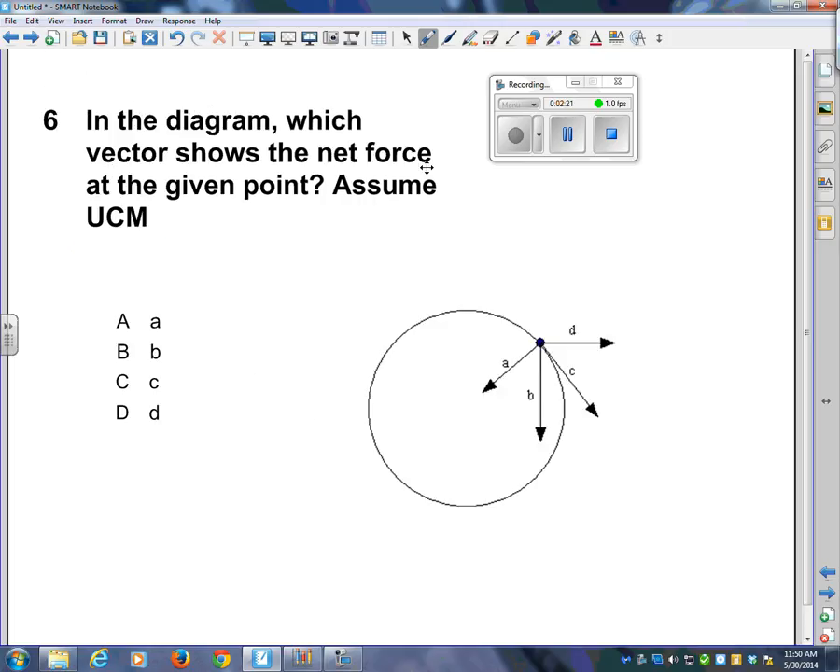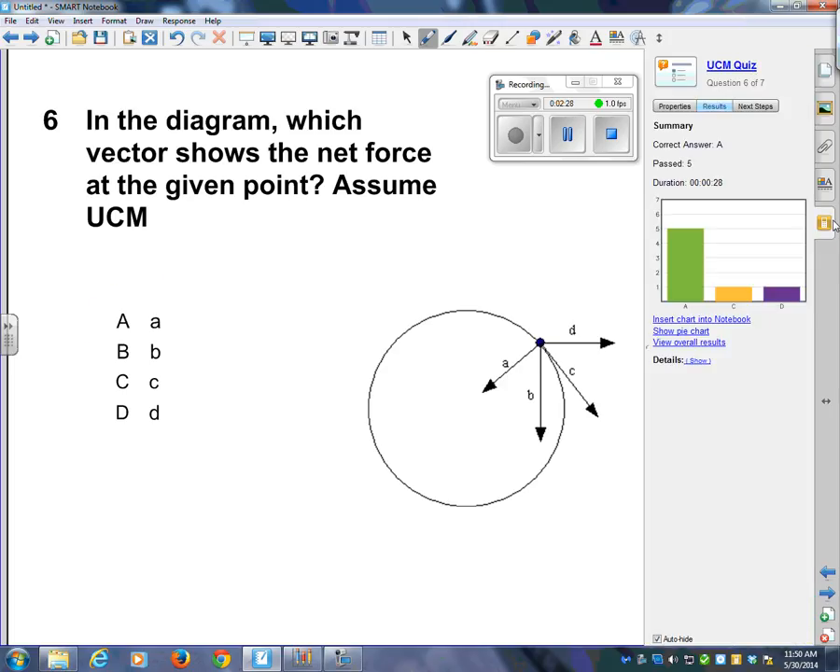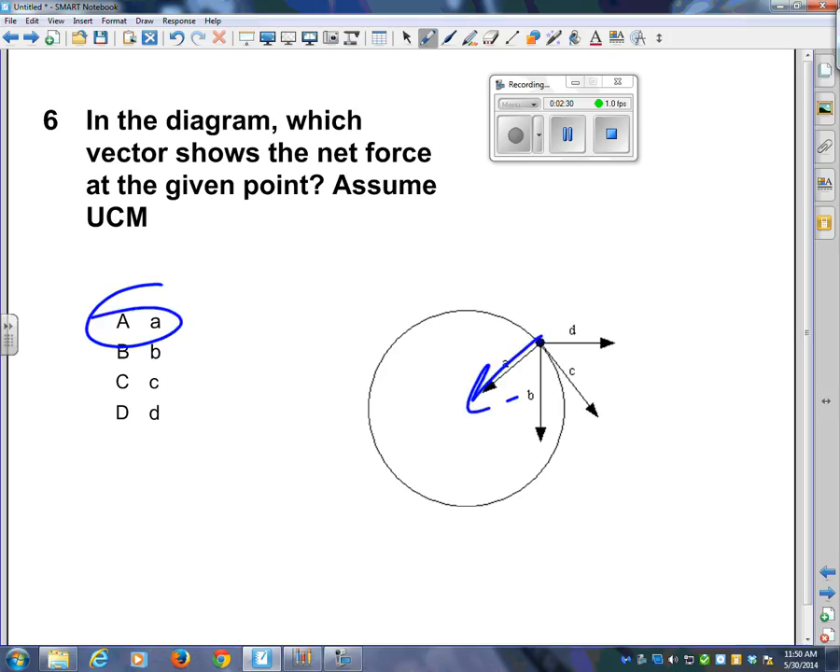In the diagram, which vector shows the net force at the given point? Correct answer is A. The net force is towards the center. It is centripetal. Right? Centripetal.